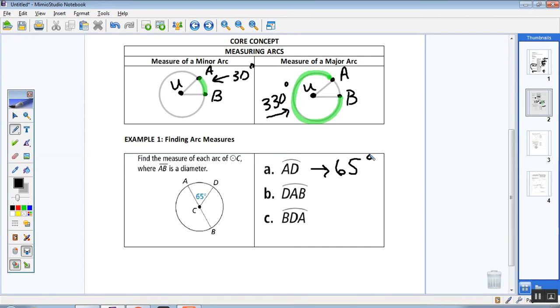180. So I would do 65 plus what here, kids? Oh, help me out, kids. 245. Very good. Okay.